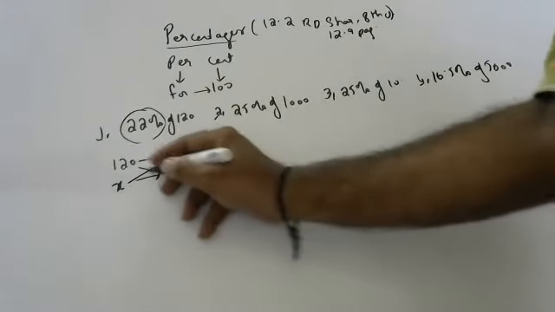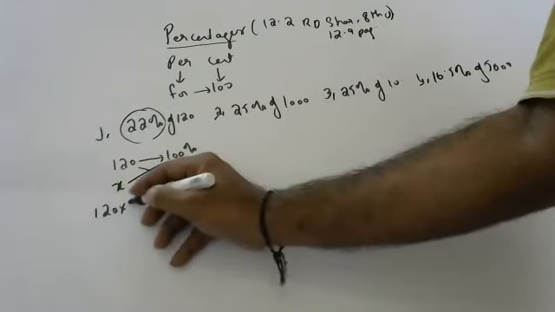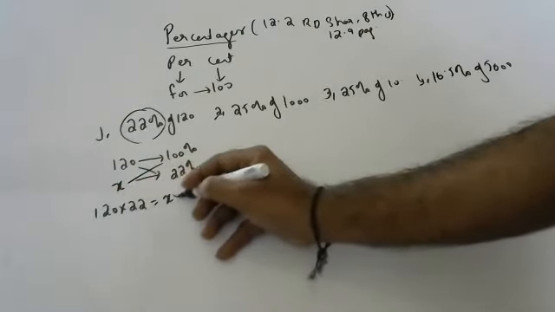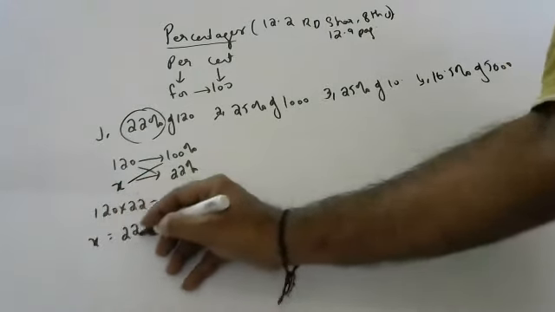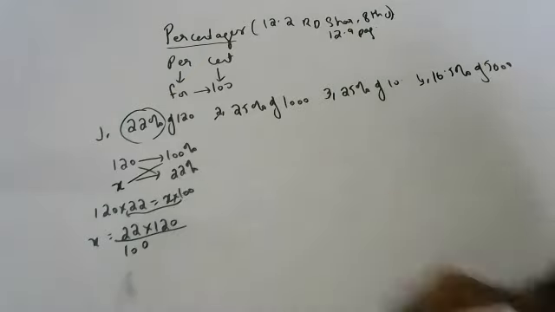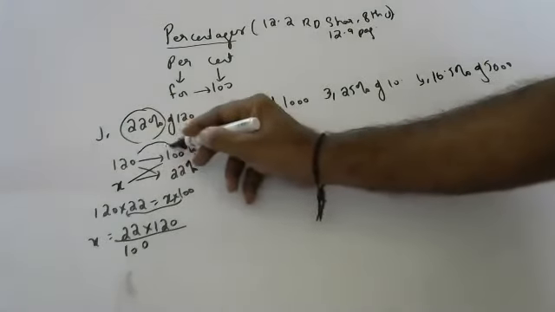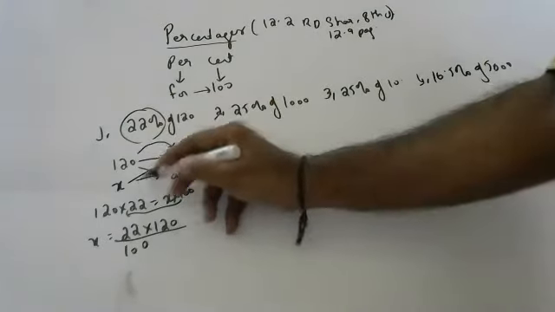Cross multiplication: 120 into 22 is equal to x into 100. Means x is equal to 22 into 120 by 100. Some people will teach you directly that x is equal to 22 by 100 into 120, but they won't teach you how you got this concept. Imagine 120 as 100, so 22 is how much?